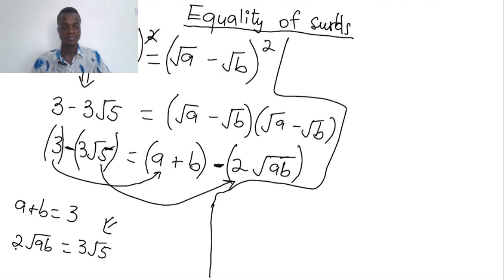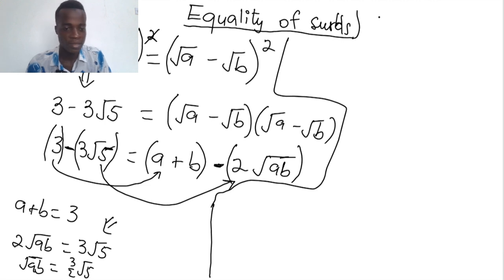So we might want to find, let's try to find, what should we do? I think we can just make root ab the subject, or maybe equate both sides. So square root of ab, you divide through by that, so you have 3 over 2 root 5. When you do the division, you are going to have this. So what we have from there is root ab is equal to 3 over 2 square root of 5.